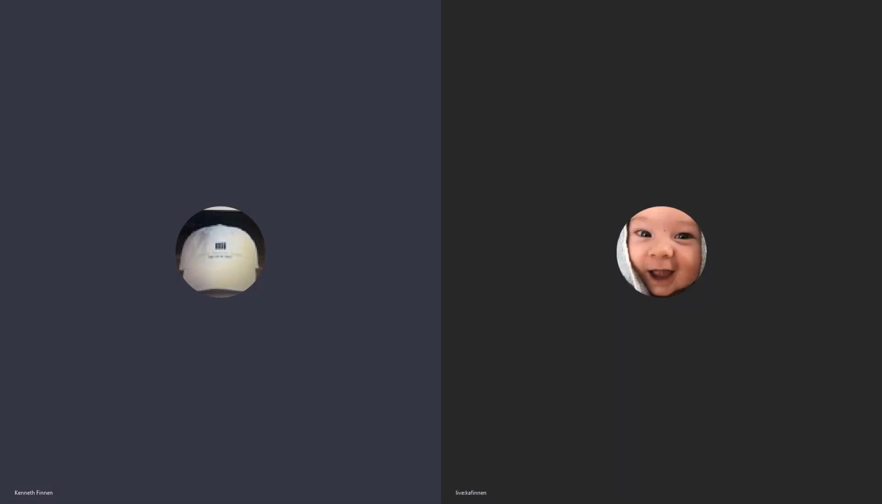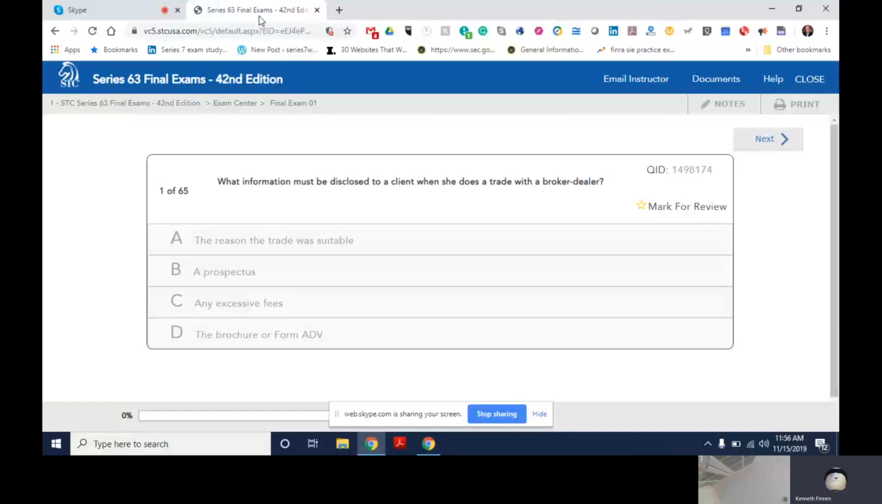Okay, so question number one, we're going to give it a shot. What information must be disclosed to a client when she does a trade with a broker-dealer? The reason the trade was suitable, a prospectus, any excessive fees, the brochure, or the Form ADV.